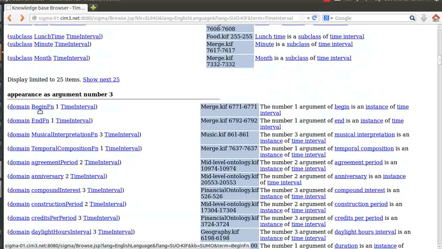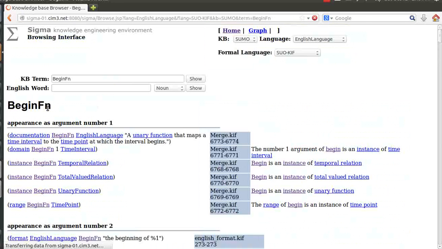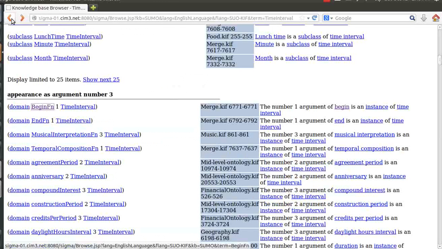Here's some stuff that's fairly common: begin fun and end fun. So if we have a time interval, what's the point that time interval begins on or ends on? Let's take a look at that. Begin fun takes a time interval and gives a time point, the time point at which it began. So we can talk about intervals and points and convert between them. We can talk about things in the real world and get their temporal specification.